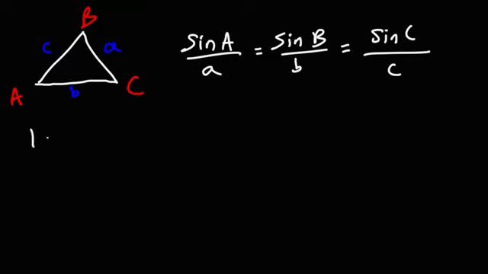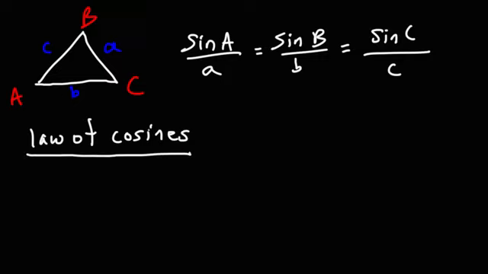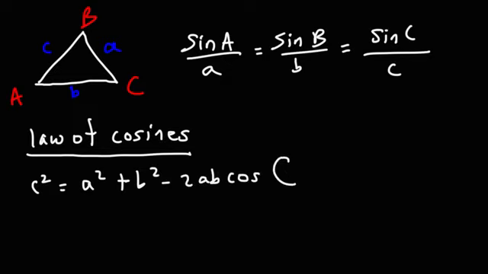The next formula has to do with the law of cosines. If you have all three sides but don't have any angles, this formula is useful for finding that angle. C squared, that's lowercase c, is equal to a squared plus b squared minus 2ab cosine of angle C. That's capital C. So if you know all three sides, you can find angle C. And then once you have at least one angle, you could use the law of sines to solve all the rest of the triangle.